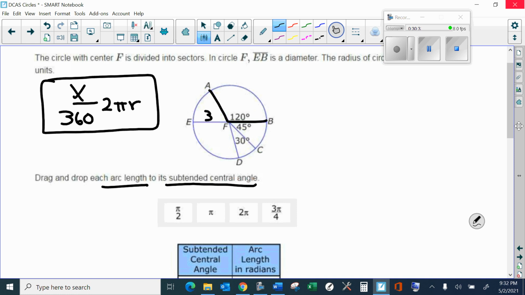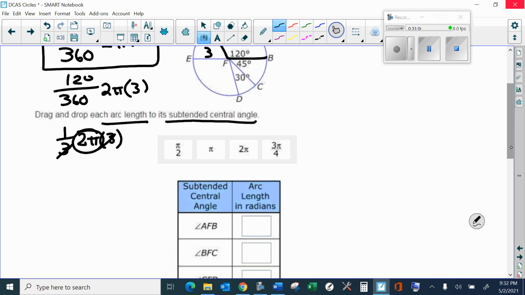120 degrees. 120 over 360 times 2 pi, and r is 3. Okay, so we're leaving it in terms of pi. So 120 over 360 is 1/3 times 2 pi r. The 3's cancel. So my arc length is 2 pi. So the first one is 2 pi.